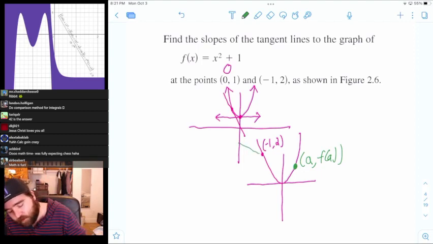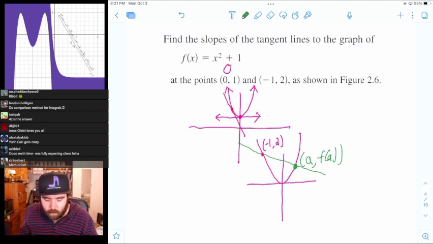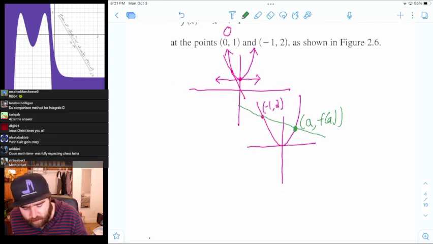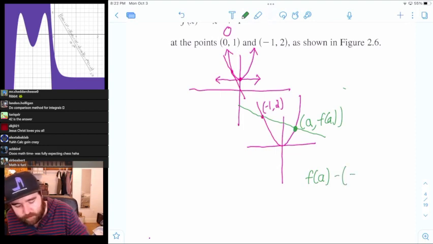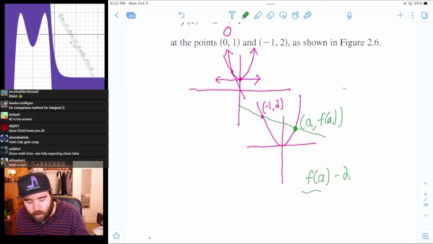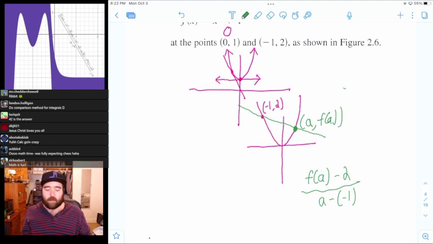And we can find the slope between those 2 points, right? That slope's easy to find. What's the slope between those 2 points? The slope between those 2 points is y2, so actually the y value first, y2 minus y1, which is actually just 2. So f of a minus 2, y2 minus y1 over x2 minus x1. So that's our slope. That's the slope between those 2 points. So that's fine. There's nothing wrong with that.